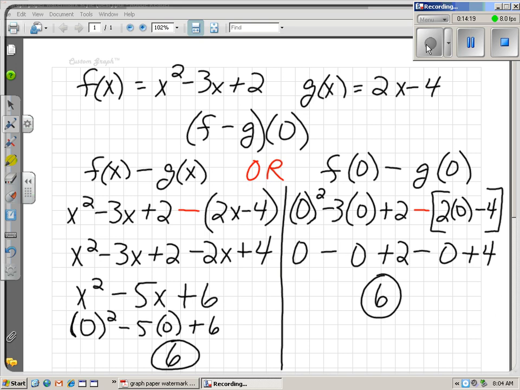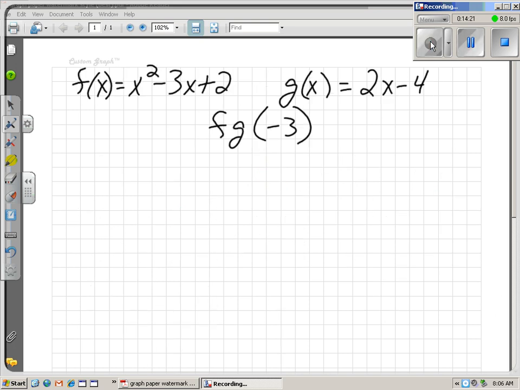Now you try this one. All right, here's your problem. I want you to multiply f times g, and I want you to replace x with negative 3. And I'll work it out both ways. You can work it out either way. See what you get.